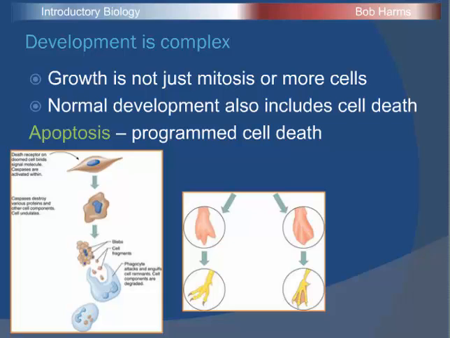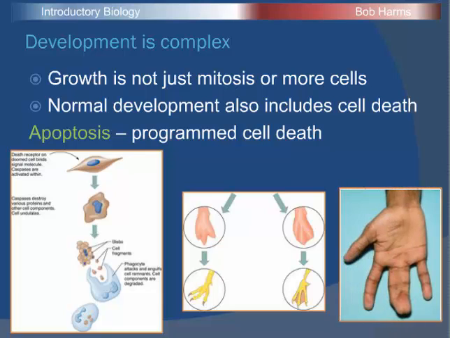And we're going to see the same thing in humans, that when we develop our hands and feet, for example, we develop a pad of cells, and then those cells in between the digits undergo apoptosis, and they die off, resulting in our free digits. And if there's a problem with apoptosis, then we may get digits that end up fused together, as we see in this picture. And so keep in mind, while when we think of growth, we think of more cells and mitosis, part of normal growth and development is also apoptosis, or cell death.